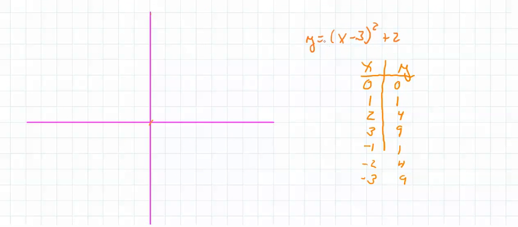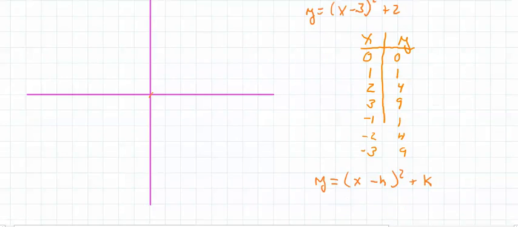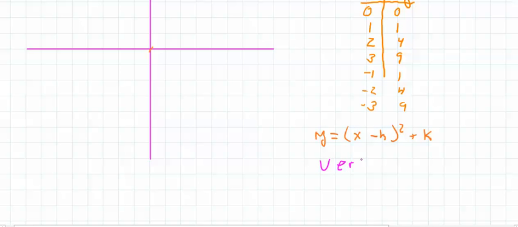Our new equation is y equals x minus 3 quantity squared plus 2. Remember, the vertex, well, I don't think I've said that yet, but the vertex form is y equals x minus h squared plus k. This is the vertex form, all right? Vertex form. So if we have a minus 3, for instance, the x-coordinate of our vertex is 3. The y-coordinate is whatever this is.